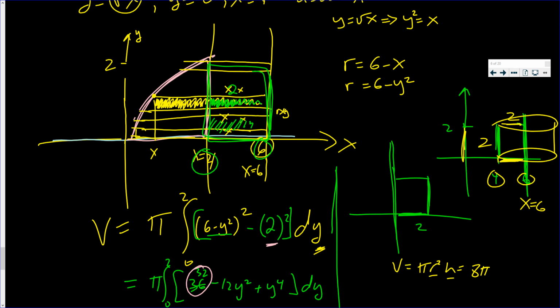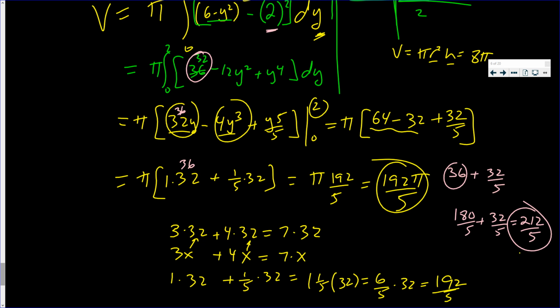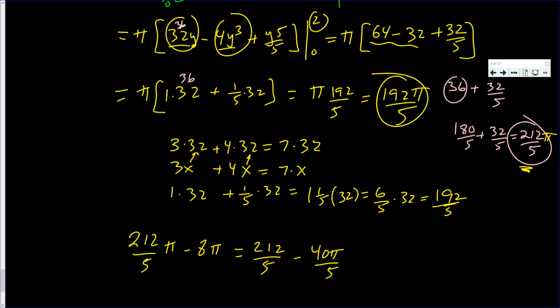And I'm hoping that everything works out okay. Now, I do have one slight problem with my answer here. It should be 212 pi over 5. Now, I want to take away 8 pi, but the way I'm going to represent the 8 pi will be 40 pi over 5. And 5 goes into 8 40 times. Sorry, 5 goes into 40 8 times. So this is going to give me 172 pi over 5. And that is not what I got. So let me go and find a silly error.